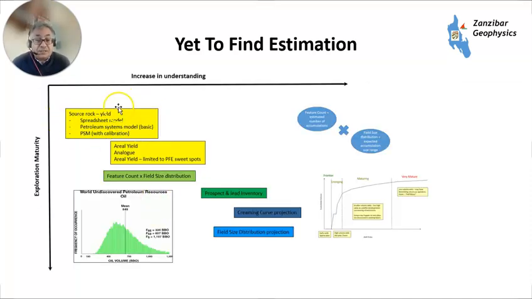Different ways of doing it: looking at source rock yield, how much hydrocarbons were generated by source rock, areal yield using analogs, feature count by field size distribution. That's the method I would say I would prefer, or prospect and lead inventory. So these are things already mapped, and you look at the chance of success and chance of volumes. There are things I don't like, which is creaming curve projection or field size distribution projection, i.e. basically missing fields. I talk about it in my video on yet-to-find estimation on my channel, so please check that one out.